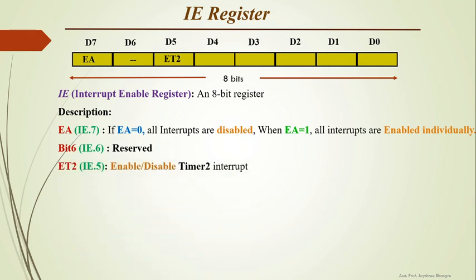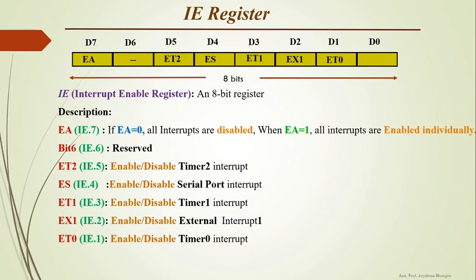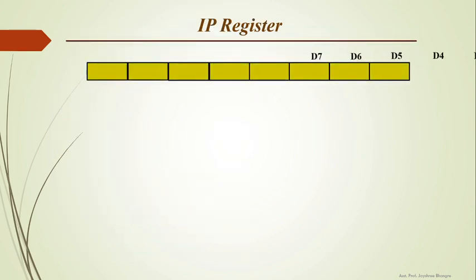Bit D5, or 5th bit, is nothing but the enable disable bit for timer 2 interrupt. Then the fourth bit is used to enable or disable the serial port interrupt. D3 bit is used to enable or disable timer 1 interrupt. EX1, that is bit D2, is used to enable or disable external interrupt 1. ET0 is the enable disable bit for timer 0 interrupt. And EX0 is used to enable or disable external interrupt 0.